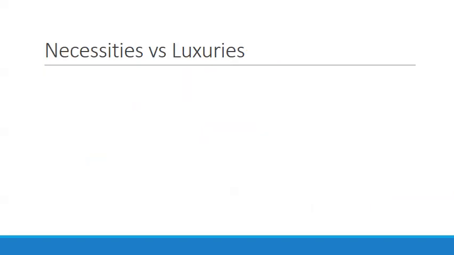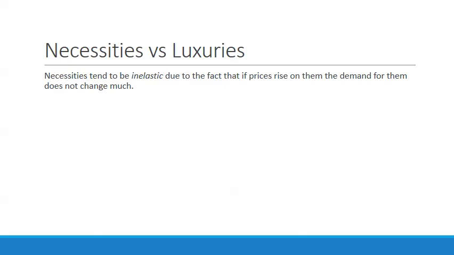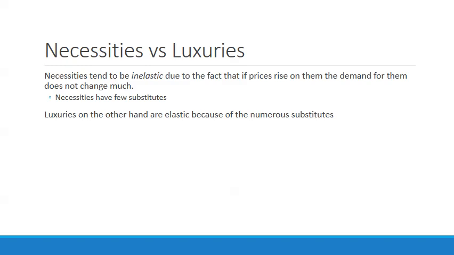Okay, so our second determinant here is necessities versus luxuries. Necessities tend to be inelastic due to the fact that if prices rise on them, the demand for them does not change much. Necessities have few substitutes. So when goods are necessary, when we must have them, the market for them is inelastic because there's just not enough substitutes available for them. Luxuries, on the other hand, are elastic because of the numerous substitutes. When you talk about watches or cell phones or iPads or computers, there are so many substitutes out there because they're considered luxury goods.